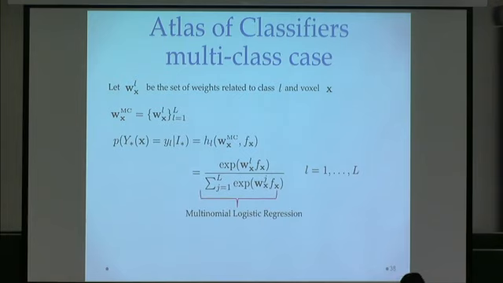Okay, so once we have the logistic regression function, we now have a larger set of weights. For each class, we have a vector of weights. So suppose that we have m features and L labels, so we have m multiplied by L weights.